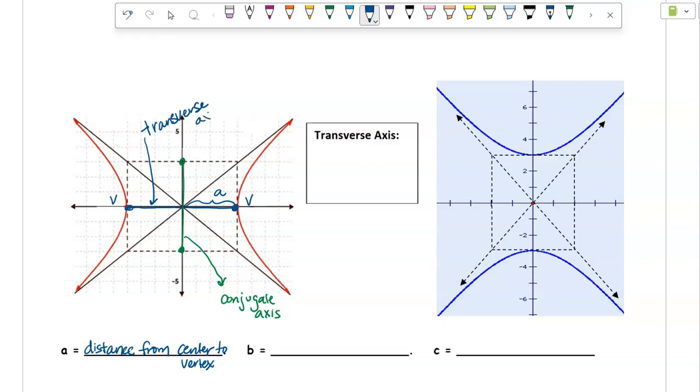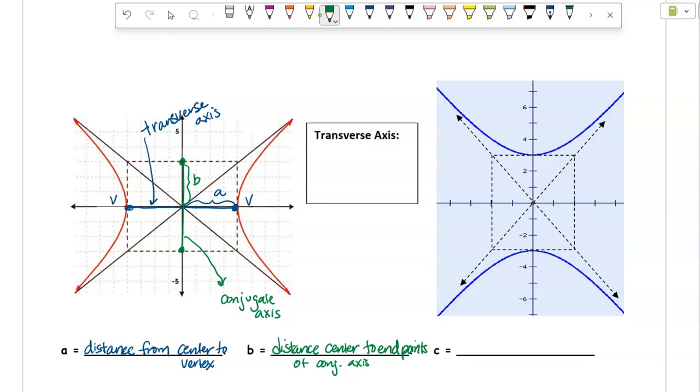So we've got our transverse axis right here. And then you see we have this rectangle that's drawn. Instead of drawing those and connecting them with an ellipse, we make a rectangle, and then we identify these asymptotes. Oh, let me label this. This distance is B. So that again is your distance, center to endpoints of your conjugate axis.